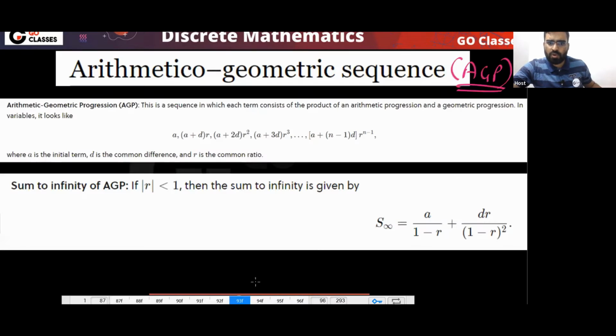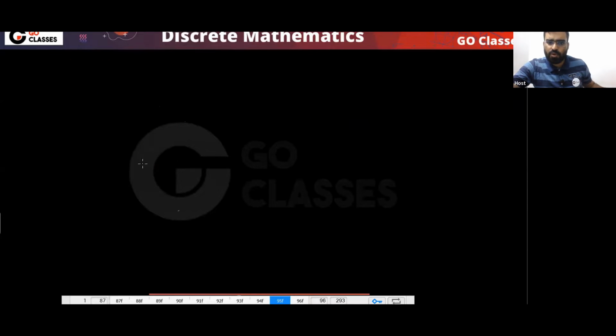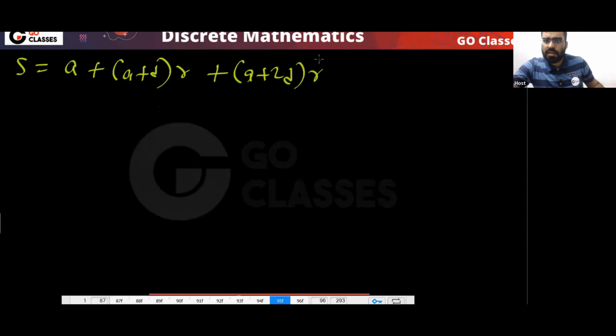Now, do you know how to solve an AGP series? If I give you a series like this, I want to find the summation of the AGP series, meaning A plus (A plus D)R plus (A plus 2D)R square plus (A plus 3D)R cube and so on. This is infinite. So how to find this? Multiply with R. The procedure is very simple.